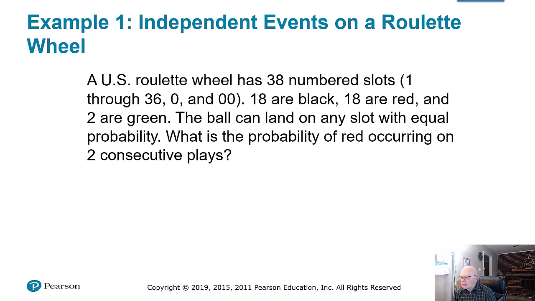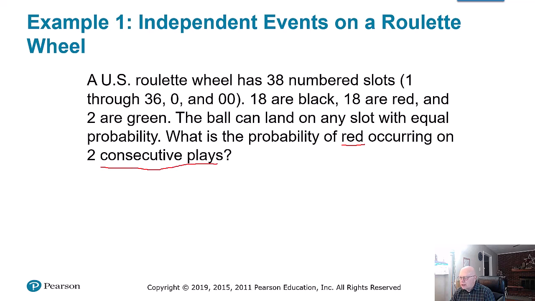38 numbered slots, 1 through 36, 0 and 00. 18 are black, 18 are red, those are the 36, and the two unusual ones are green. The ball can land on any slot with equal probability. What's the probability of a red on two consecutive plays?